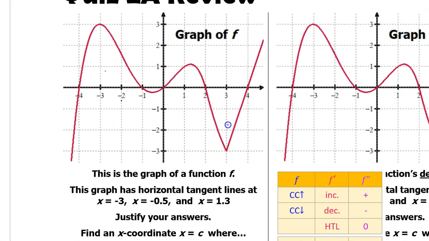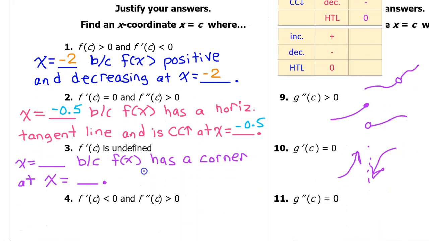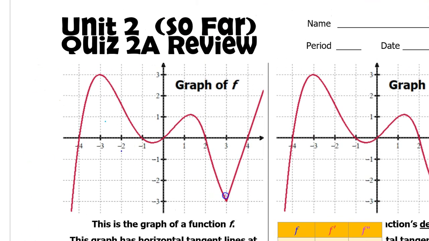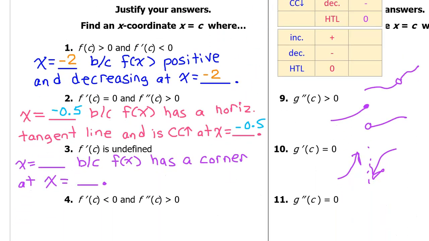There are no discontinuities. But also we know that f prime will be undefined if f has a corner or a cusp. And we do see that at x equals 3, f has a corner. Therefore, f prime will be undefined at x equals 3. And that's it. X equals 3 because f of x has a corner at x equals 3.